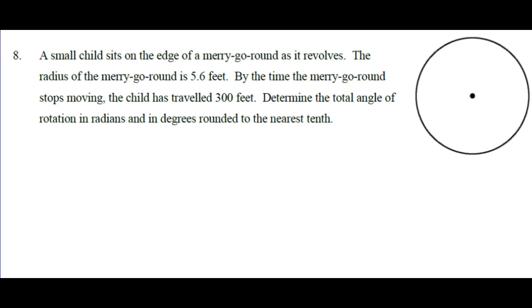A small child sits on the edge of a merry-go-round as it revolves. The radius of the merry-go-round is 5.6 feet. By the time the merry-go-round stops moving, the child has traveled 300 feet. Okay, the radius is 5.6 feet. What's the approximate circumference?